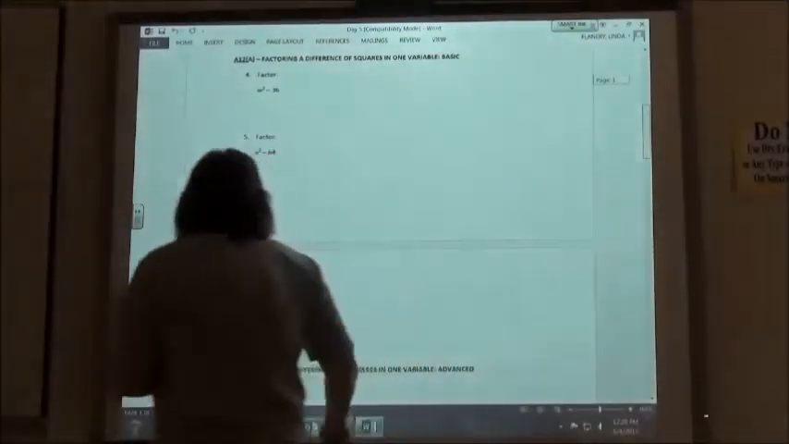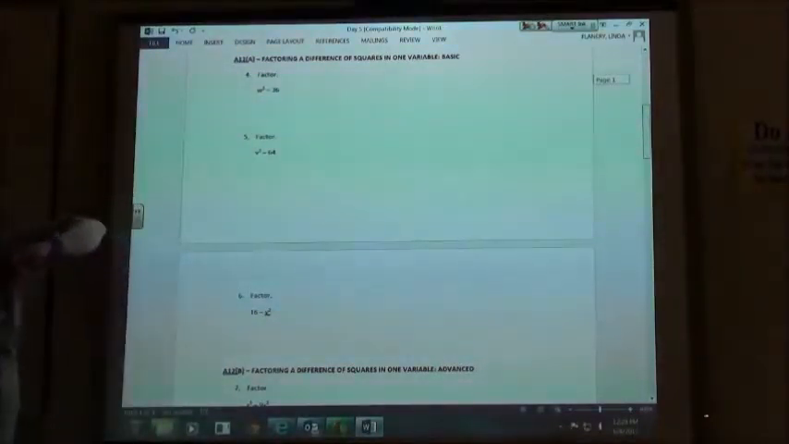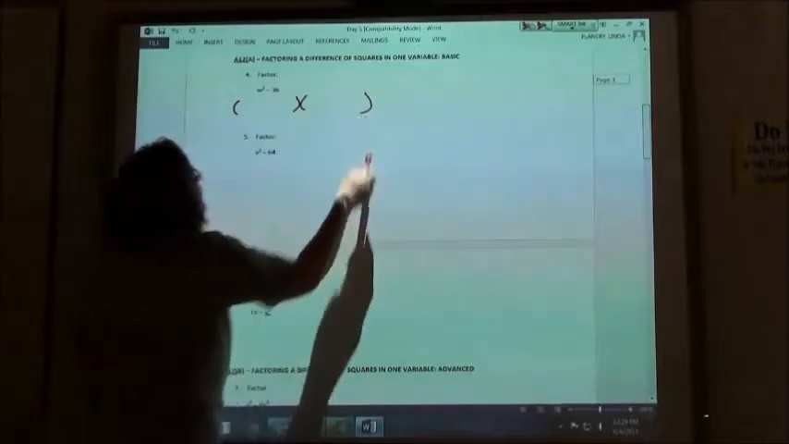The next ones are factoring the difference of squares in one variable. When we multiplied conjugates, that's how we got the difference of squares. So we know that when we look at it, and we only have 2 terms in our quadratic expression, that most of the time it's either cubes or squares, in this case squares. And so when we factor the difference of squares, we have our 2 sets of parentheses.